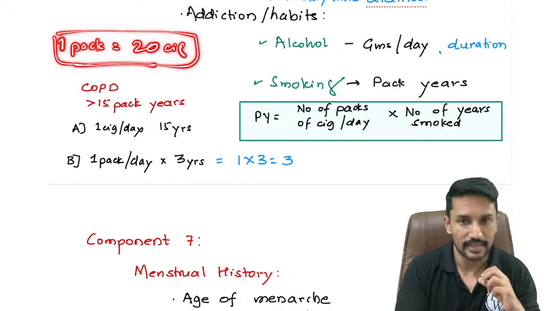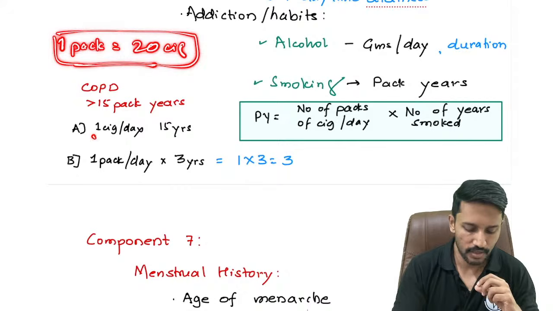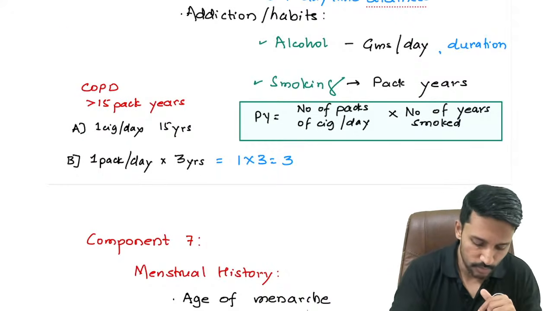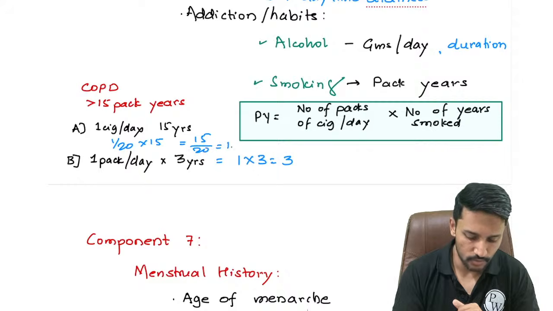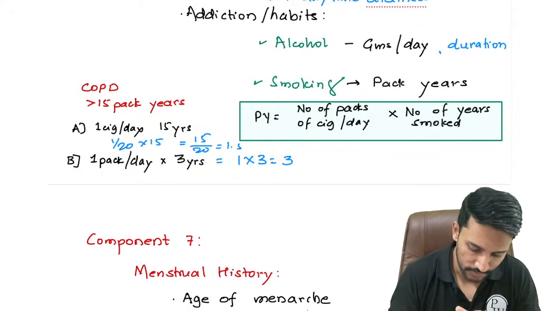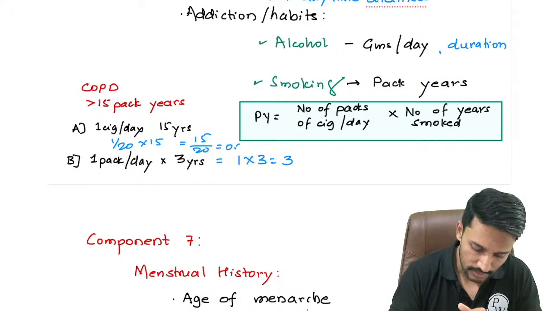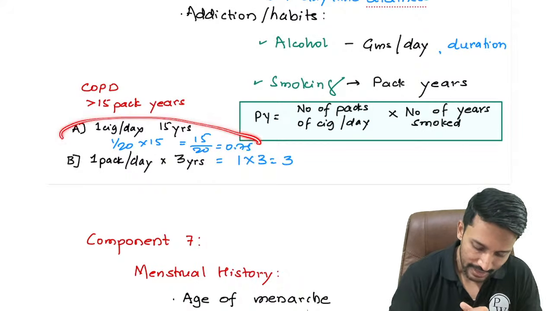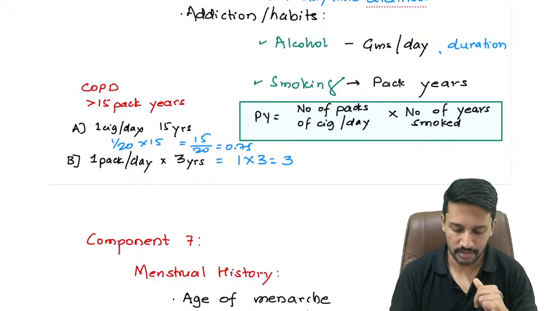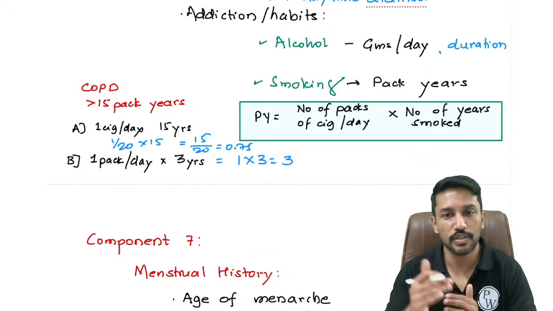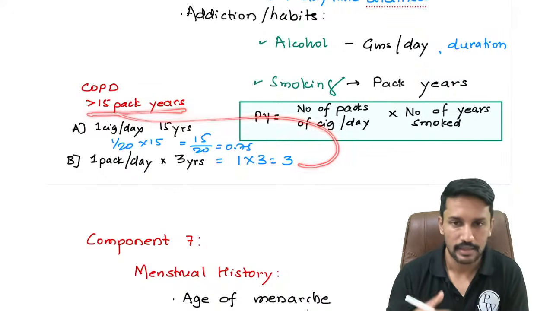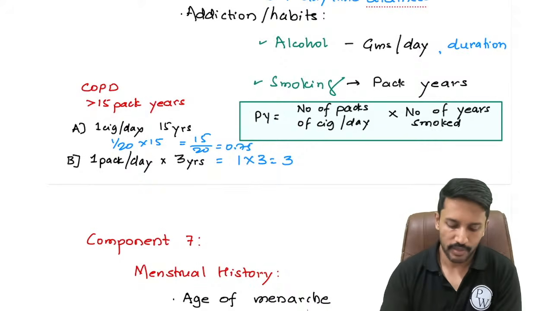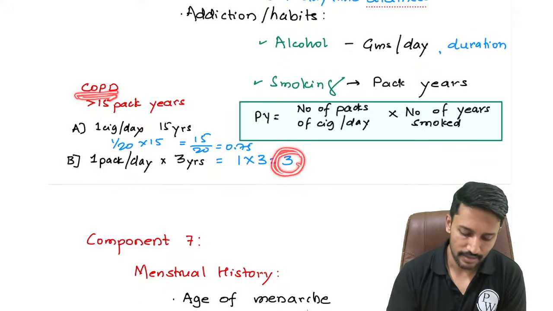Okay, so here how many packs per day is he smoking? He is smoking 1 by 20 into 15. So that is 15 divided by 20, that becomes 0.75. So patient A has 0.75 pack years. Patient B has 3 pack years. So who is closer to COPD? Of course, he still has a long journey before he develops COPD, but he is much closer to developing COPD than patient A.